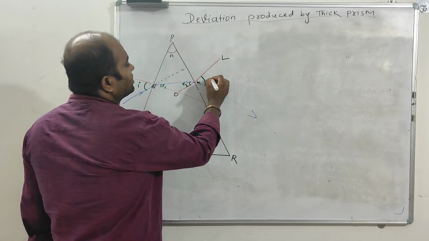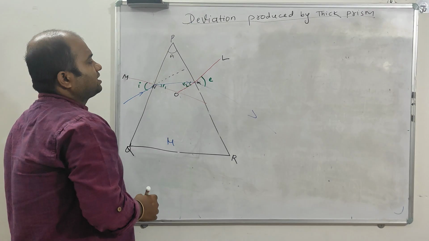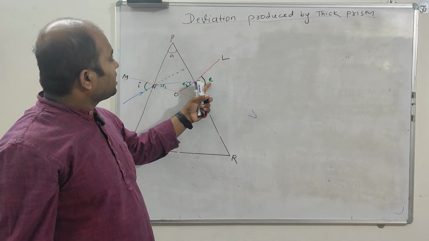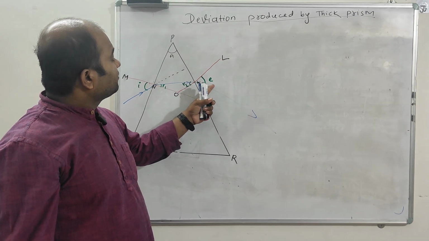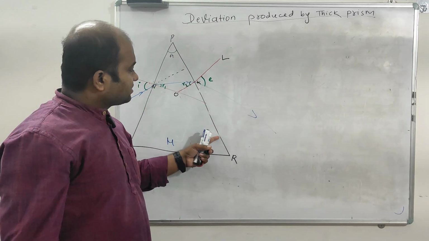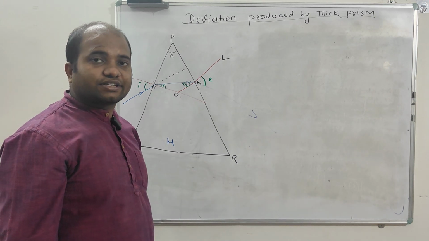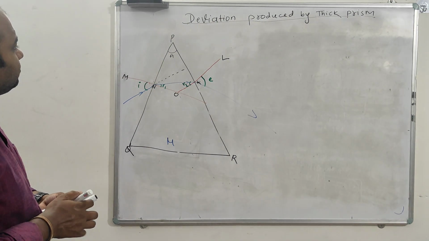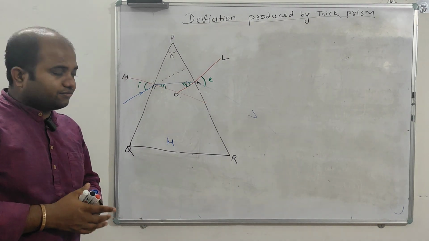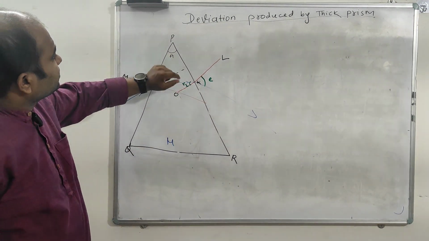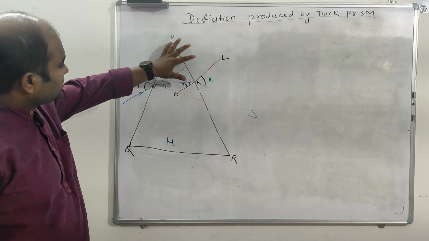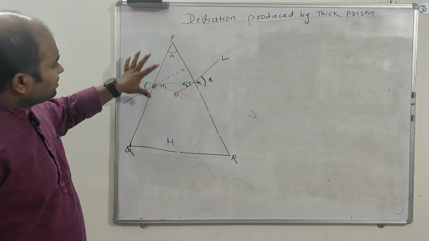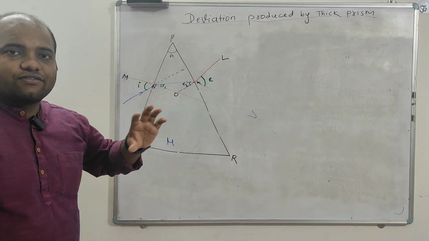So, and this is the angle of emergence, right? Angle of emergence, or we'll say this is the angle of refraction at the second surface. I hope this is clear now. Whatever things you have seen, A indicates the angle of the prism, and this PQR is a prism. Whatever is there, you have to write in the form of words.